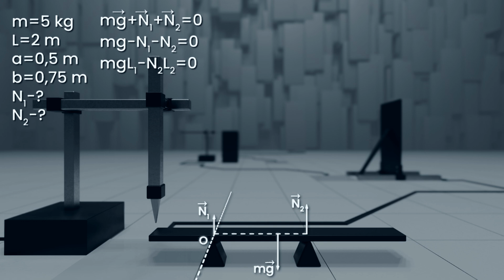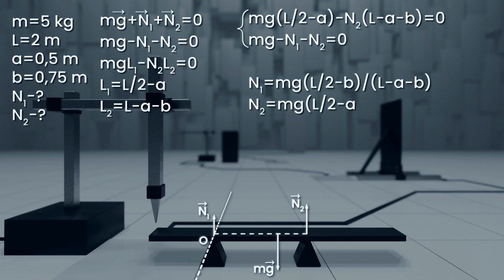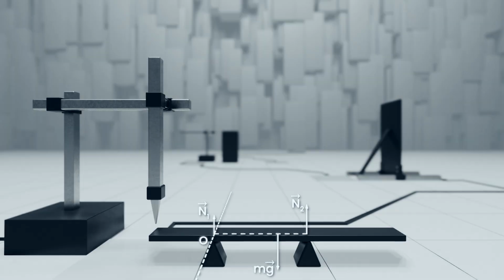Now let's express L1 and L2 in terms of known values L, A and B. This gives us a system of two equations with two unknowns. Solving for N1 and N2 will give us the forces exerted by the board on each support. I suggest calculating these values independently.